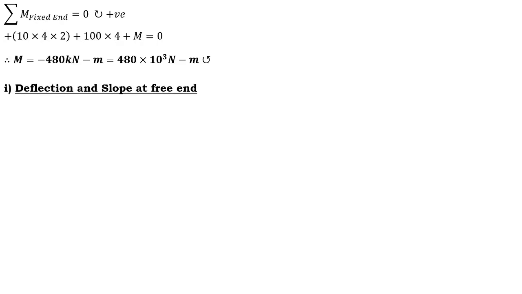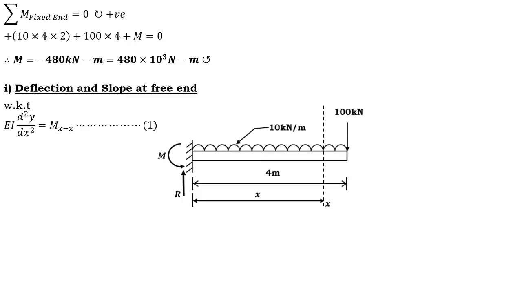Once the reaction is calculated, now I'll go with the first question, that is deflection and slope at the free end. For that, let us consider the equation of deflection, that is EI d square y by dx square is equal to M. So let us calculate the moment at any section XX that is shown in the figure. Let us consider one section XX. At this section, let us calculate the moment. That moment I have calculated here, it is R into x. This vertical reaction is acting at a distance of x from the section I have considered, therefore it is a positive value because it is acting in the upward direction.